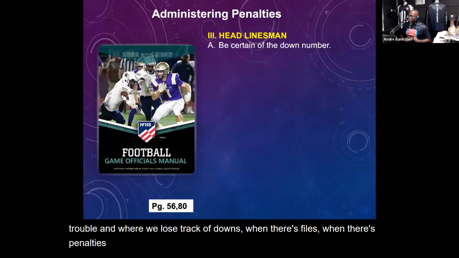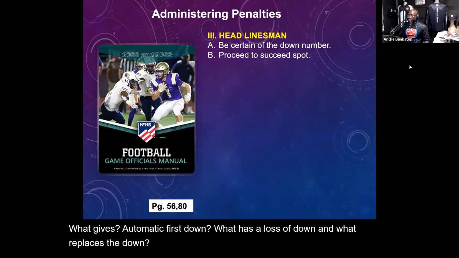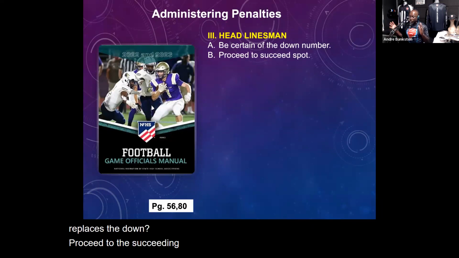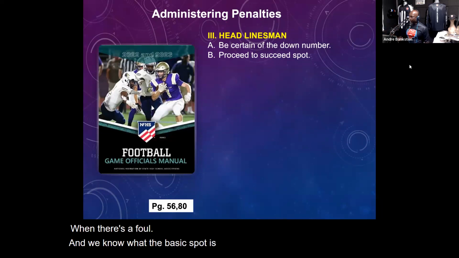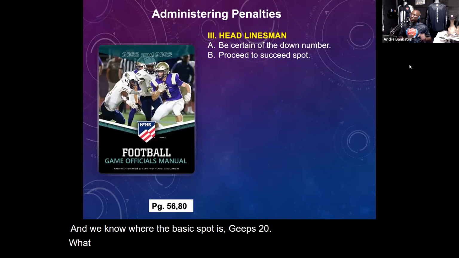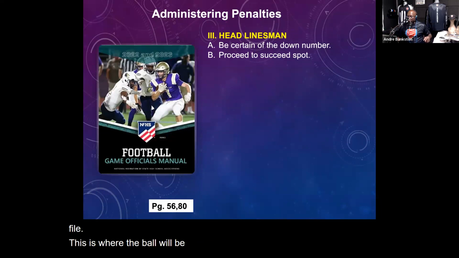We all need to know what gives an automatic first down, what has a loss of down, and what replays the down. Proceed to the succeeding spot. So, head linesman, when there's a foul and we know what the basic spot is, Geeps 20, you would go to the spot where, if the coach accepts the foul, the ball will be spotted. Okay? That's where you go.